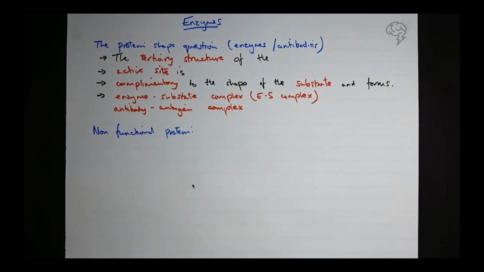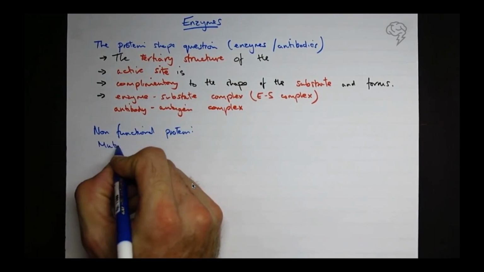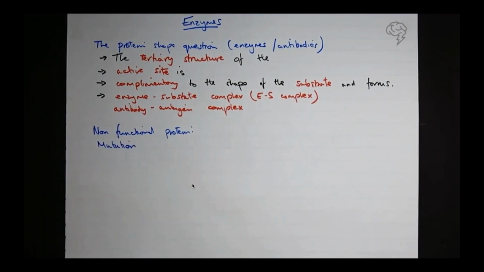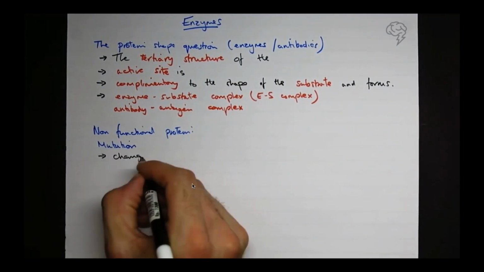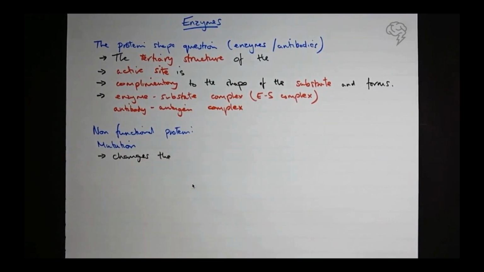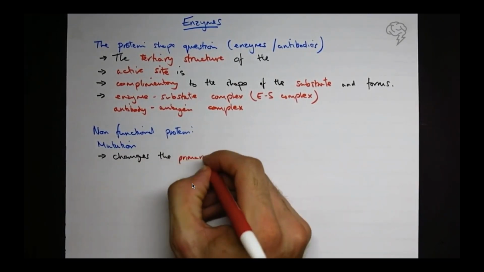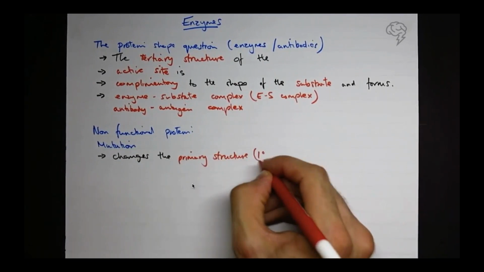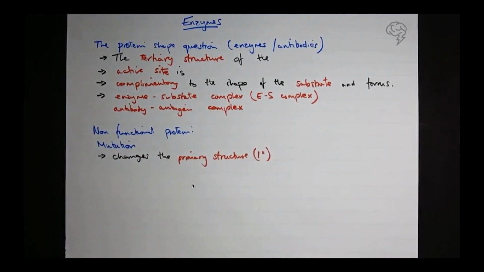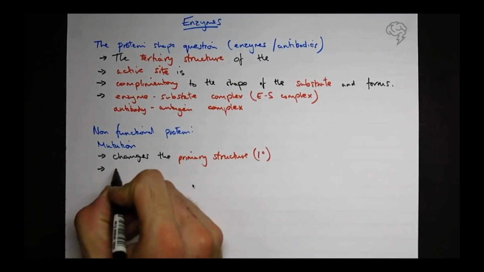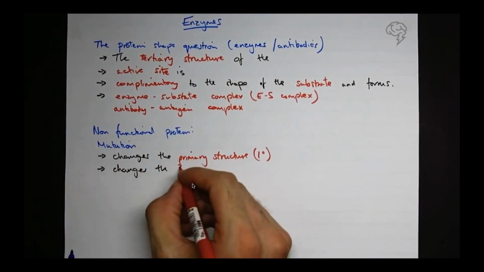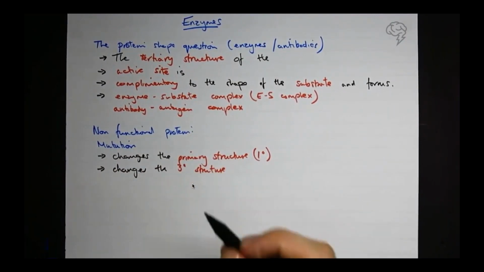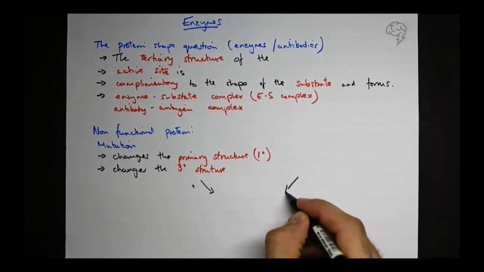Now, there's two reasons why this might be non-functional. The most common is going to be a mutation. If it's a mutation, we're going to look at this in a lot more detail when we do the science behind it. But this changes the primary structure, so that's the sequence of amino acids. And remember, we can write primary as one like this. The primary structure of the protein, and if you change the primary structure, this changes the tertiary structure of the protein. And now, actually, the rest of this is going to be the same as our answer from over here.